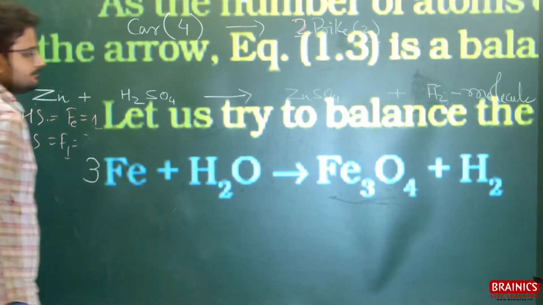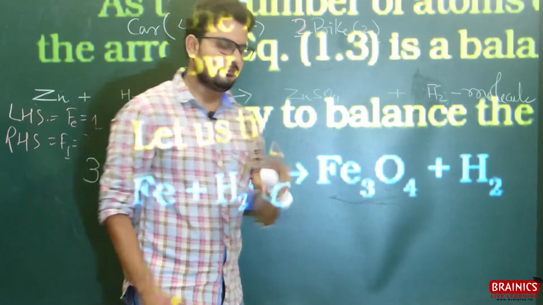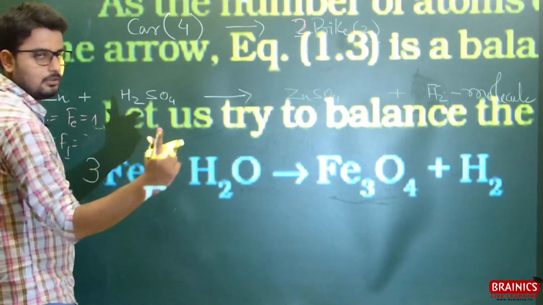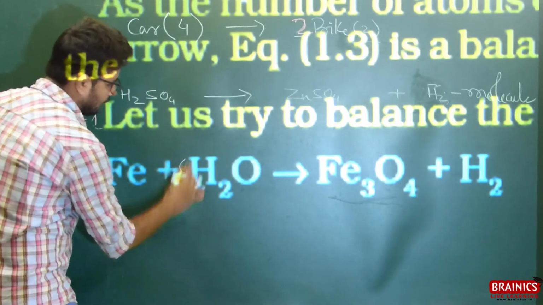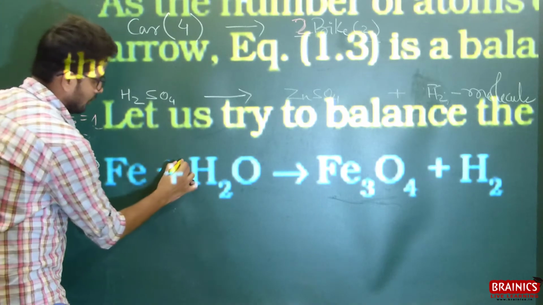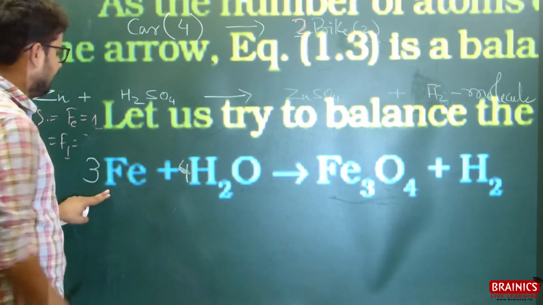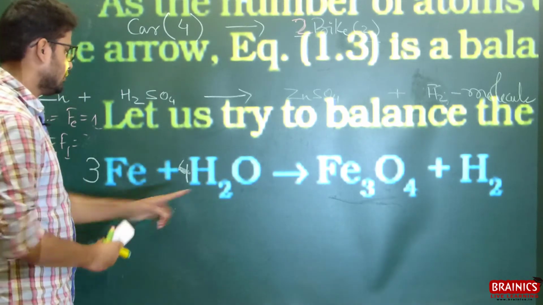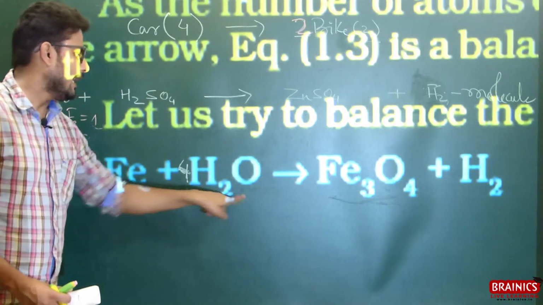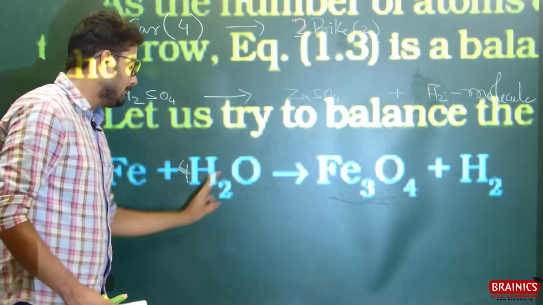3 Fe. How many oxygen? 4, but only 1 on the other side. So write 4 for 4 oxygen. Okay, 3 Fe balanced, 4 oxygen. I'm just multiplying the whole compound by 4.